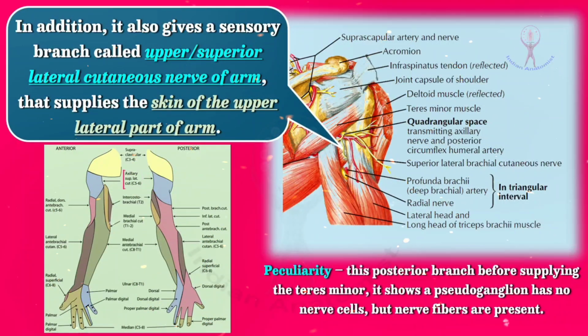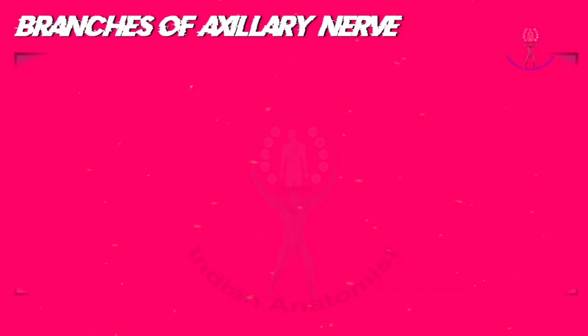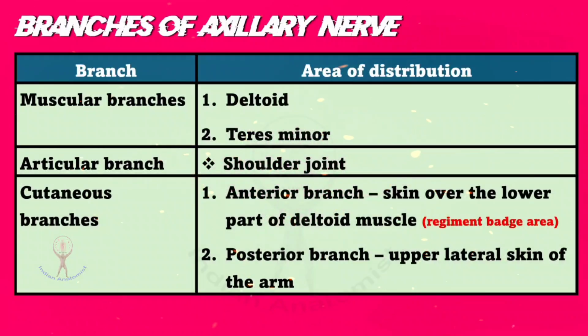Now the course of the axillary nerve is completed. Once again, I will brush up the branches of axillary nerve. Number 1, muscular branches to deltoid and teres minor. 2, articular branch to shoulder joint. And 3, cutaneous branches to skin over the lower part of the deltoid muscle, that is, regimental badge area and upper lateral part of the arm.